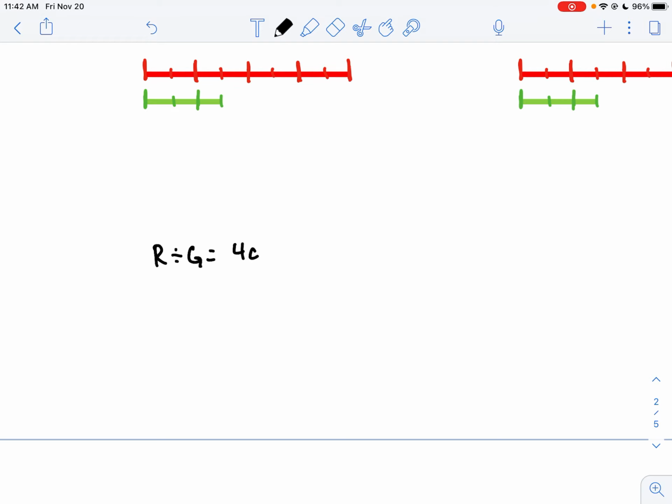And the red length was 4 centimeters. We're going to divide that by the green length, which was 3/2 centimeters. And I'm just going to use the algorithm. The centimeters, we'll get a unitless scale factor here, so I'm not going to worry about centimeters any longer. But 4 divided by 3/2 is the same thing as 4 times 2/3, and 4 times 2/3 is 8/3.